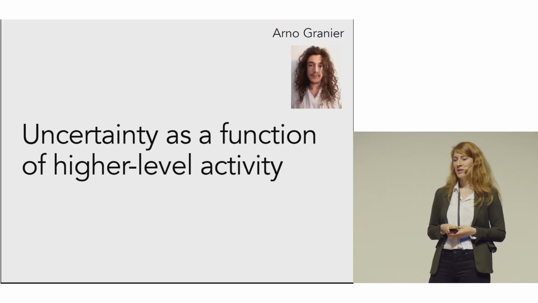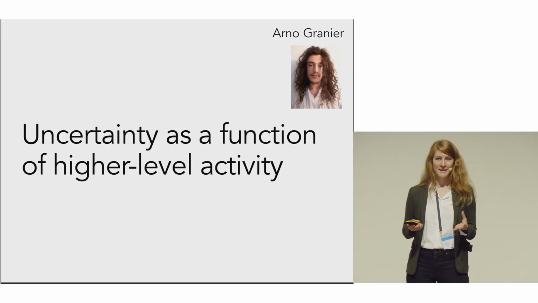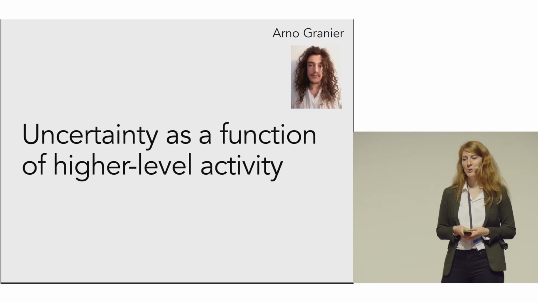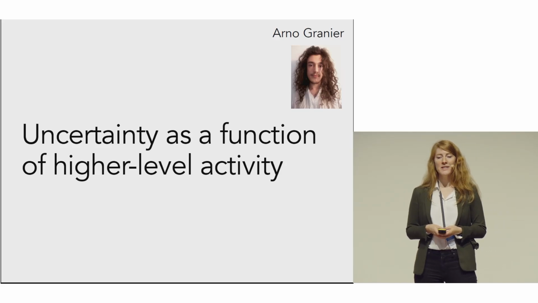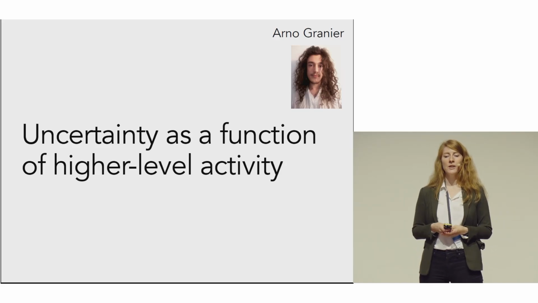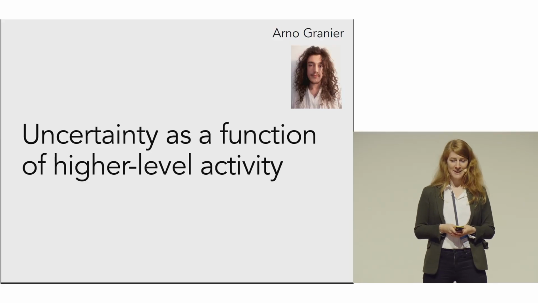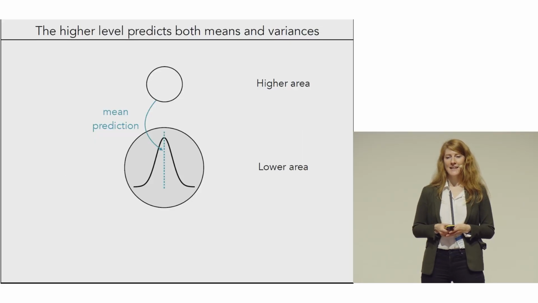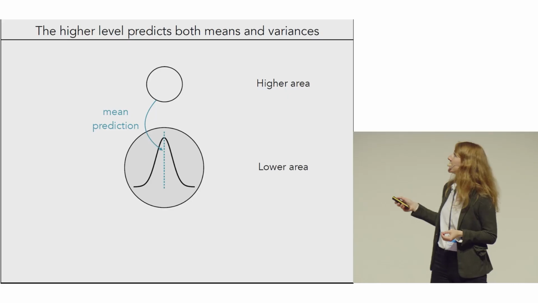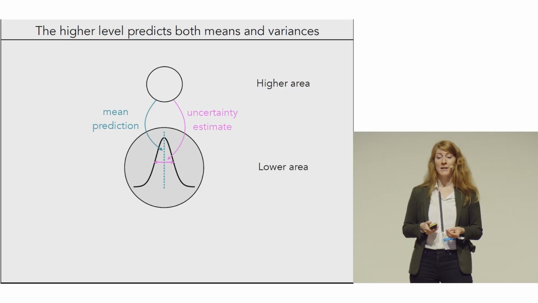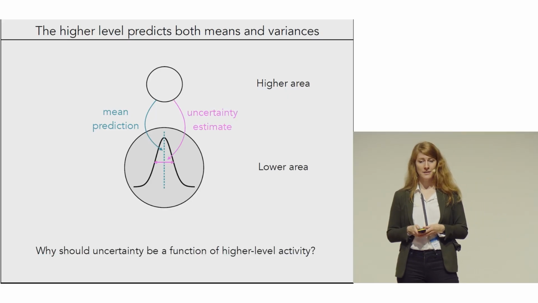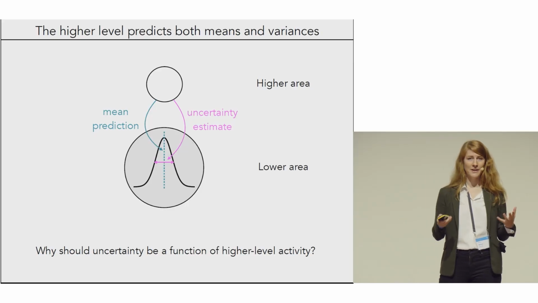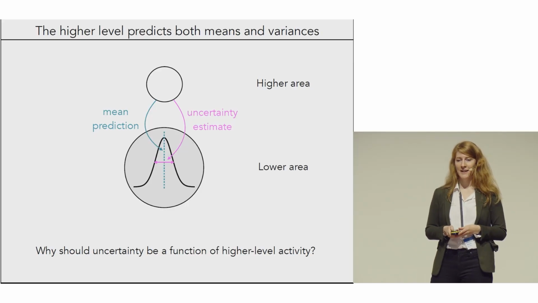This is the PhD project of an excellent PhD student in the lab, Arnaud Granier, who I was lucky to work with. And here we suggest that uncertainty should be a function of immediate higher level activity. So here the idea is that the higher level does not only predict the mean of the lower level, but also its variance or uncertainty. So why should uncertainty be a function of higher level activity?